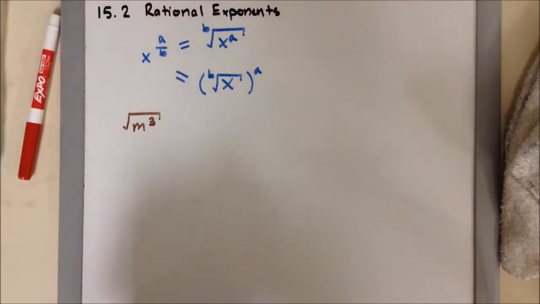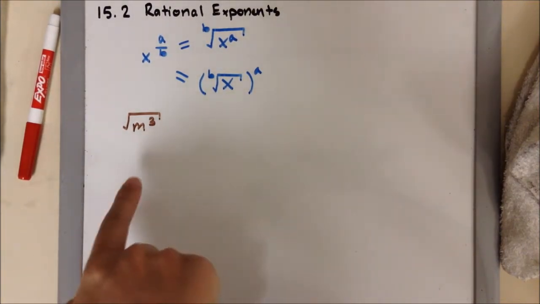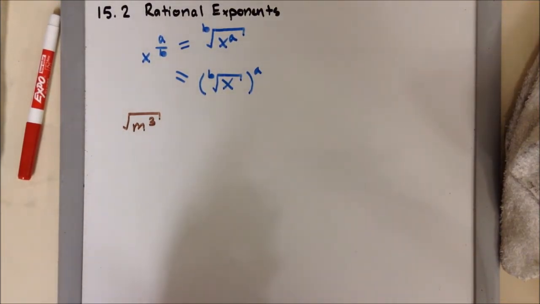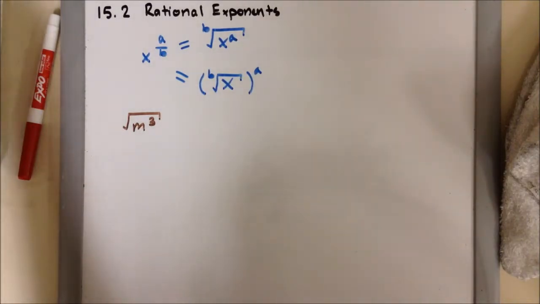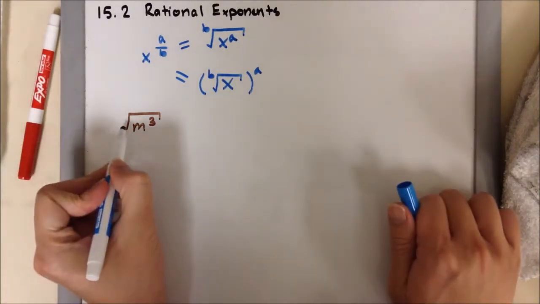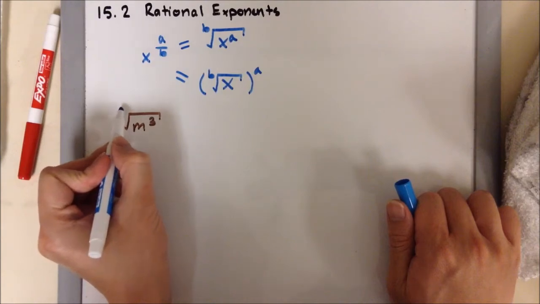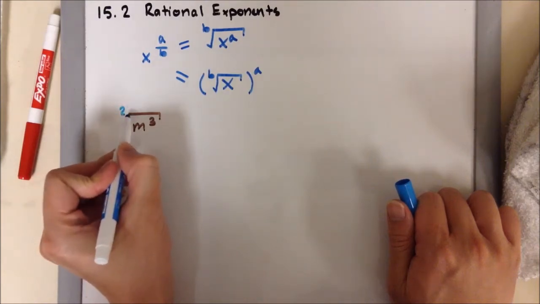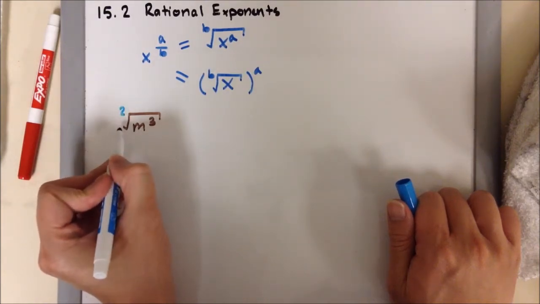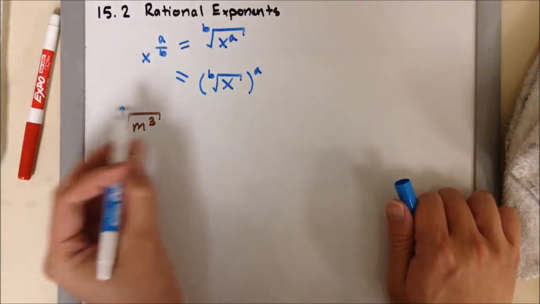Let's take a look at the first example. Here we have the square root of m to the third power. Just like I mentioned, the index here is an invisible 2. If you don't see a visible number, that means the index is 2. That's why we call it the square root.